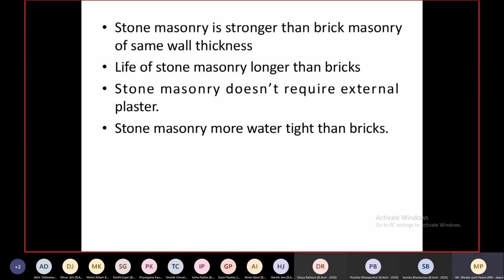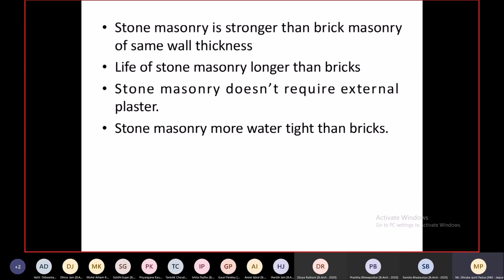So why does stone masonry not require an external plaster? It doesn't mean that we cannot do plastering on a stone wall. We can do this, but what happens in case of stone masonry is that we want to retain it the way it is. So normally, if somebody is doing stone masonry, we do not plaster those stone walls. But it doesn't mean that we cannot plaster a stone masonry, correct?